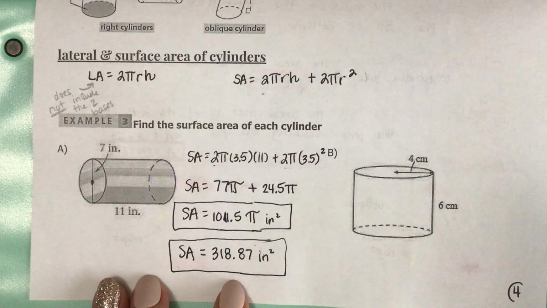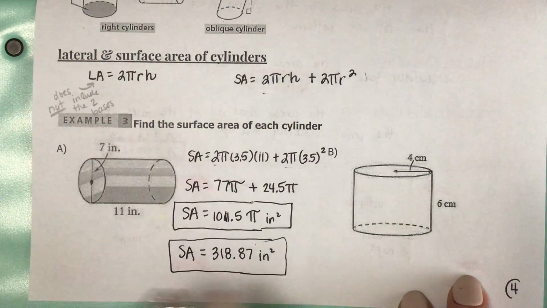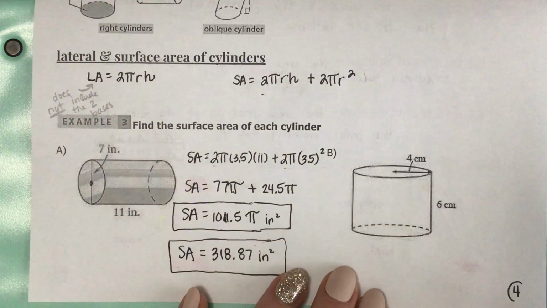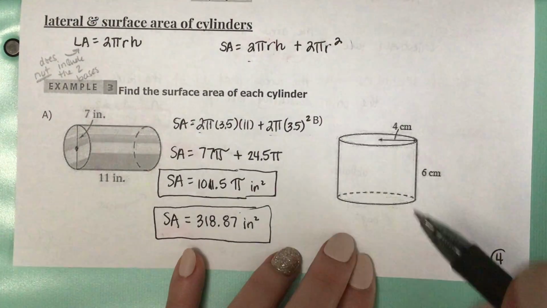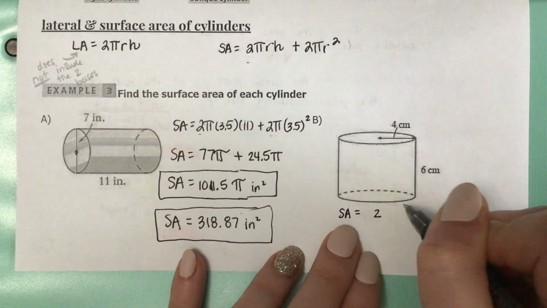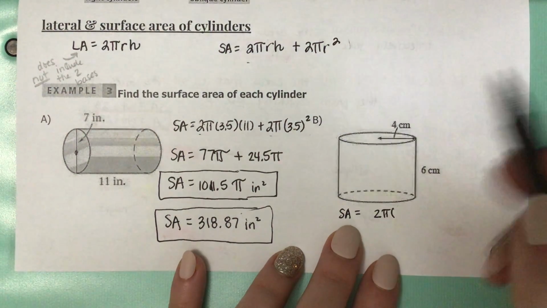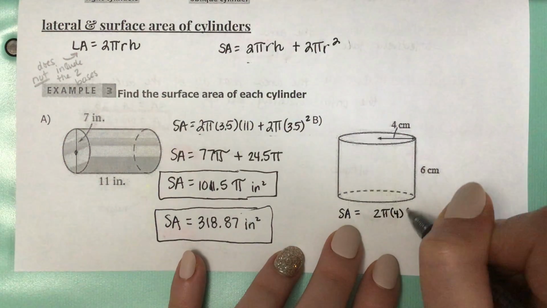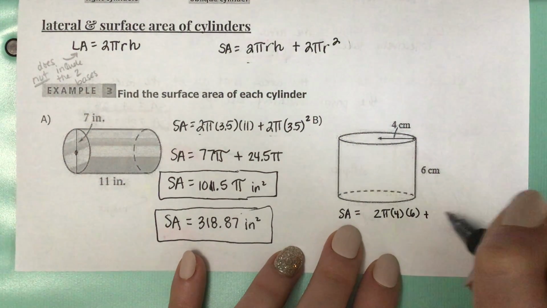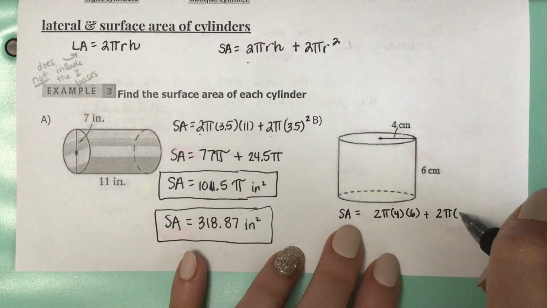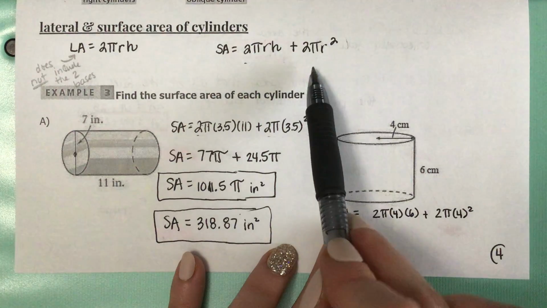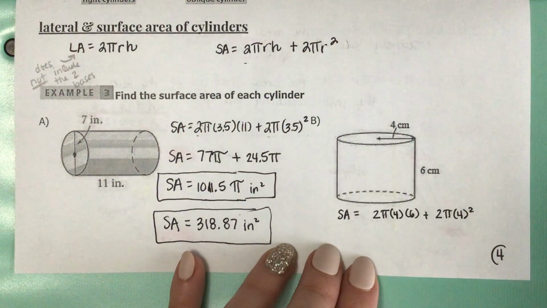Let's do that one more time with this cylinder. So we know how to find the surface area. We're going to use this formula right here. So it is going to be 2 times pi times the radius. Well, we have the radius, it's 4, times the height, which is 6, plus 2 times pi times the radius squared. So all I'm doing is plugging straight into this formula right here, just down here for my actual problem.